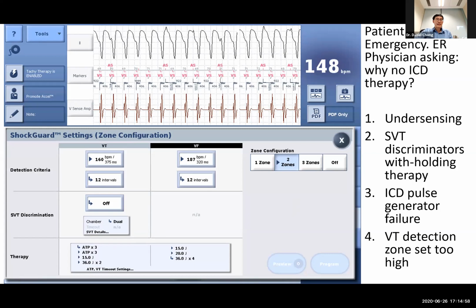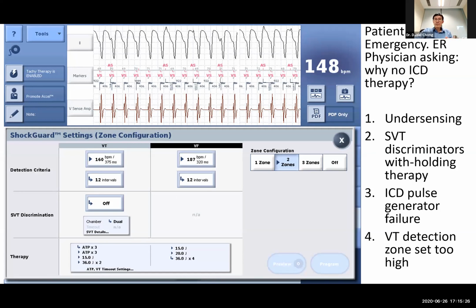All right, very good. Almost everybody got this correct, so I don't really need to belabor this point. Definitely, it's not undersensing, because you can see that for every beat up here, there's a ventricular EGM. And it's not SVT discriminators. It's turned off over here. It's just that the VT zone is 160, but this tachycardia is going at about 150. So I think it is important.